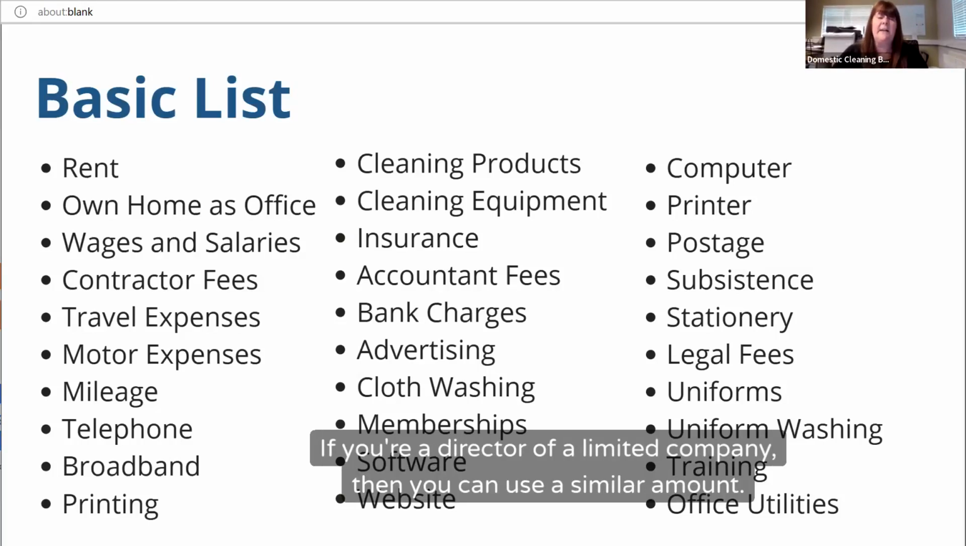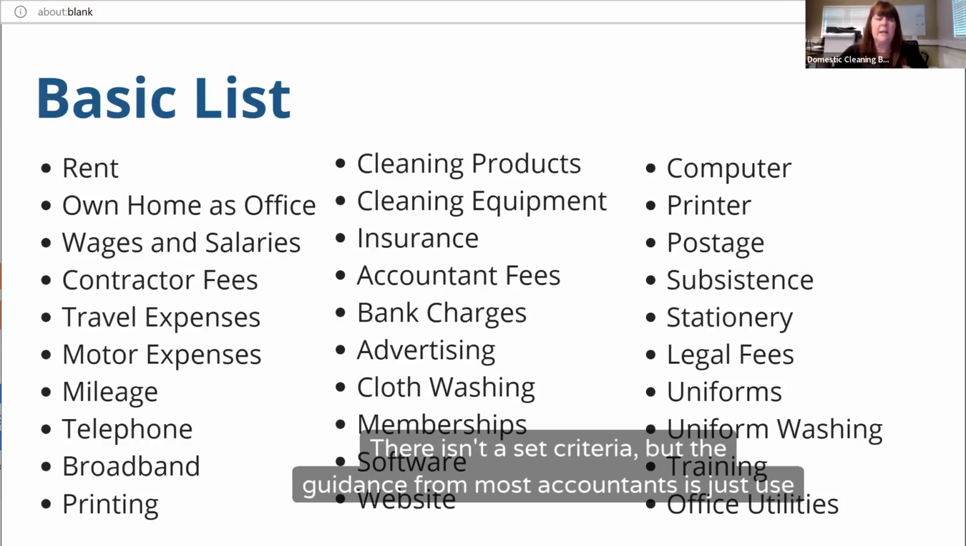If you're a director of a limited company, then you can use a similar amount. There isn't a set criteria, but the guidance from most accountants is just use the same method.